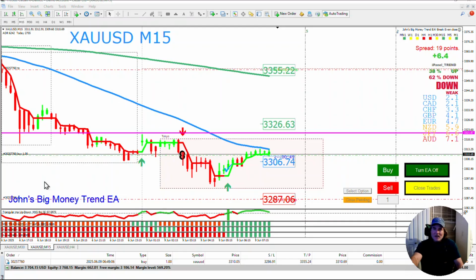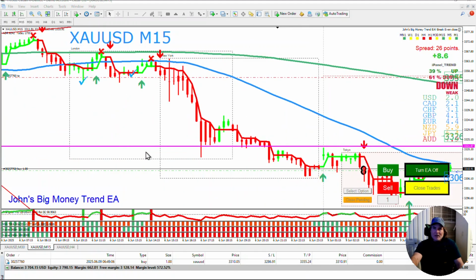I have just finished John's Big Money Trend EA. This one was built, they're all built for me, don't get me wrong. I wanted a swing trading robot. I wanted something that didn't take a lot of trades but took only the right trades that I was looking for, but to be traded manually. And I wasn't so much wanting it to trade for me, but for it to close my trades.